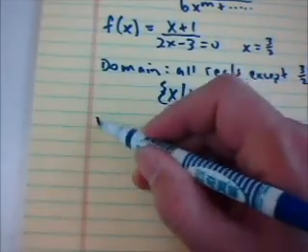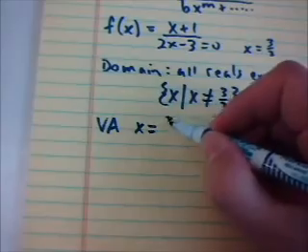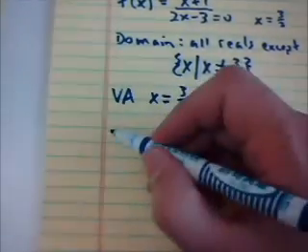The VA, the vertical asymptote, is going to be that number you got from your domain. So x equals 3 over 2.